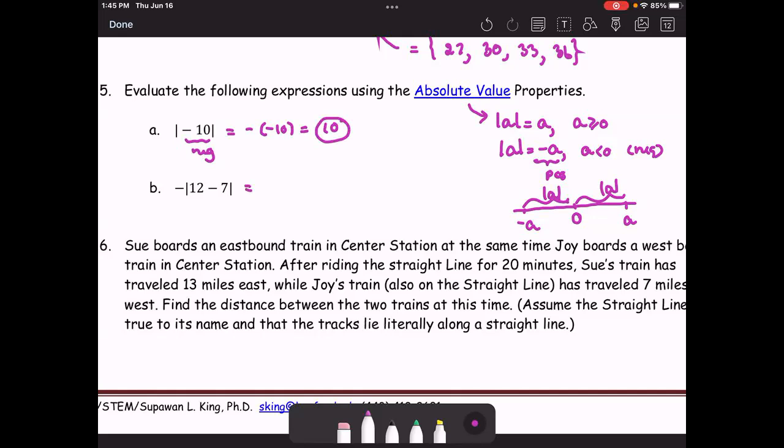In part B, we're going to evaluate the negative of the absolute value of 12 minus 7. Compute 12 minus 7 first before applying the absolute value and the negative outside. So the result is the negative of the absolute value of 5, or just negative 5.